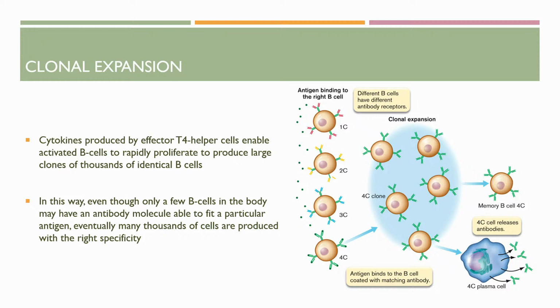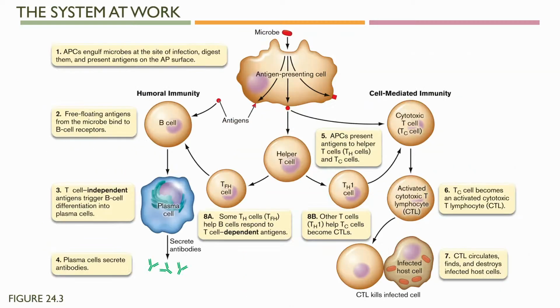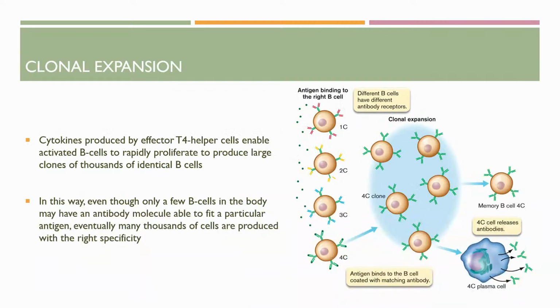So clonal expansion. We said cytokines are produced by these T helper cells. Here it's called T4, so that's another way to remember that it's CD4 positive cells, and they bind to MHC class II molecules. And so these cells can help activate B cells to rapidly proliferate. So this is the example here where it's T cell dependent, where you have a T helper cell that takes it to the B cell. So cytokines are produced during this process.